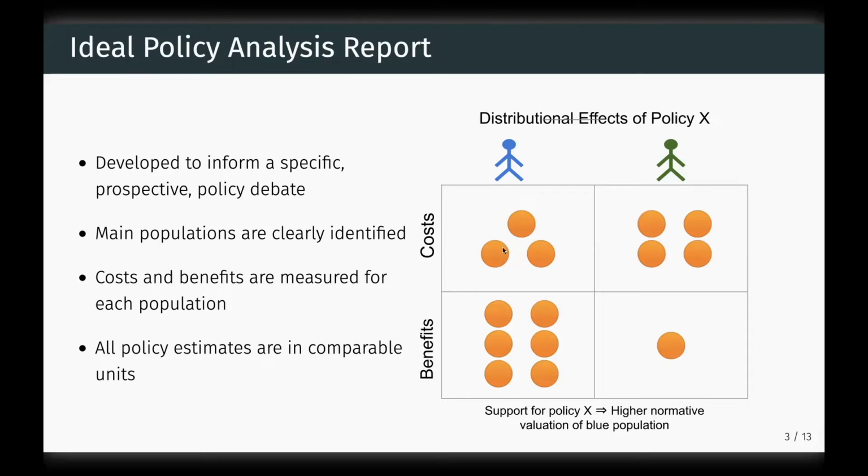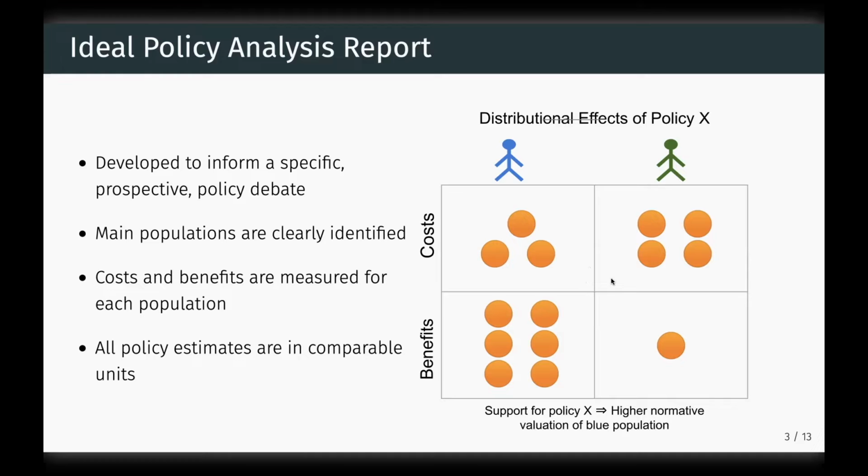And here we will see that for the blue population, this is a hypothetical policy analysis for a policy X. For the blue population, this policy has a cost of 3 oranges and a benefit of 6. While for the green population, it has a cost of 4 and a benefit of 1. So it is beneficial for one population and harmful for the other. Overall, it's neutral, because I do want to focus more on these distributional pieces.